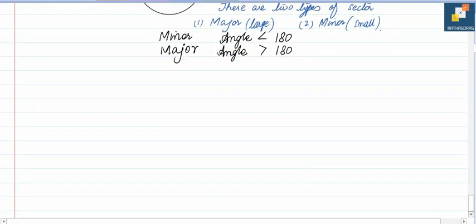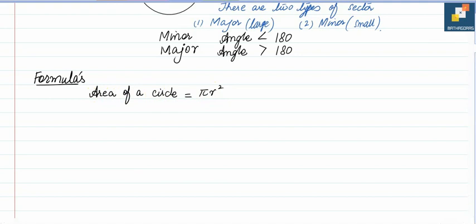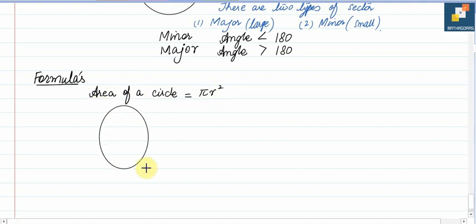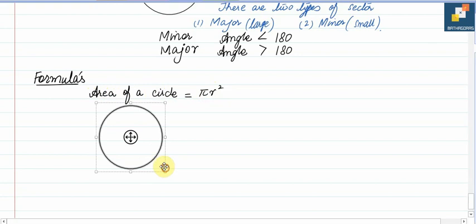Now the next thing is, what are the working formulas, right? So first thing, tell me what is the area of a circle. So area of a circle, we know that it's pi r square, right? And to demonstrate you better, I'm just drawing the circle, right? So that is a circle and its area is pi r square.